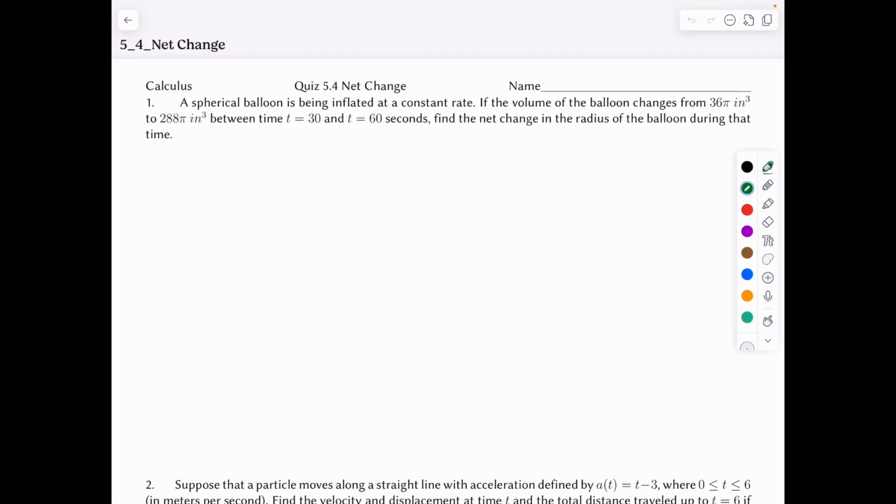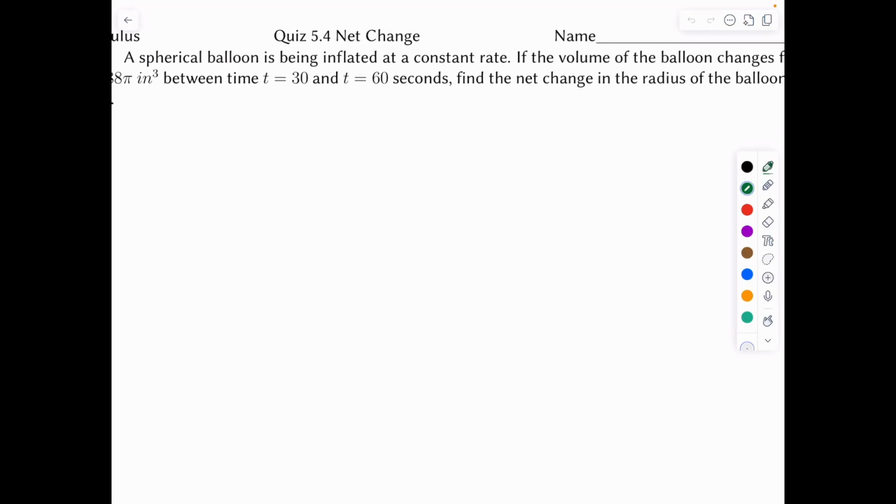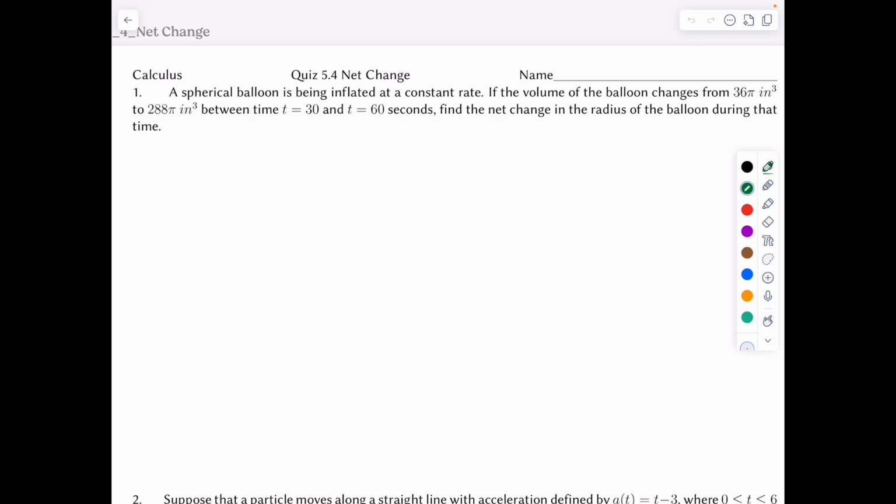Okay, so the net change theorem just says that if you want to know how much something has changed, if you know the rate, then the net change is equal to the integral of the rate. So let's go ahead and do that with this problem here.